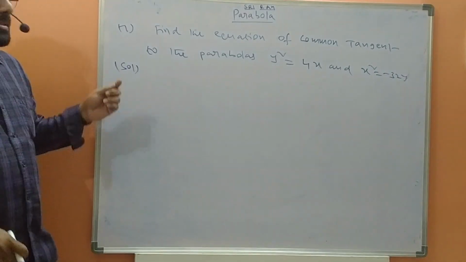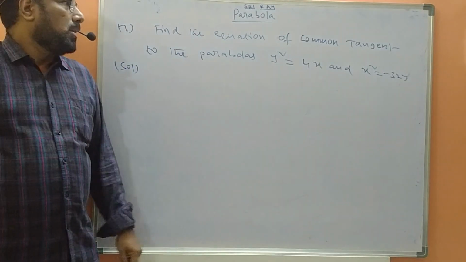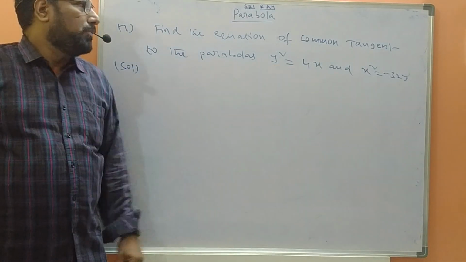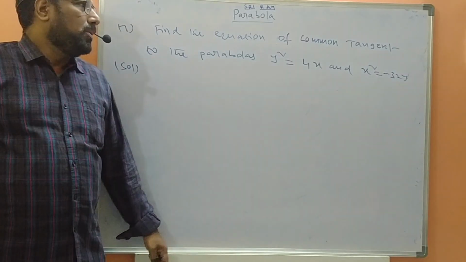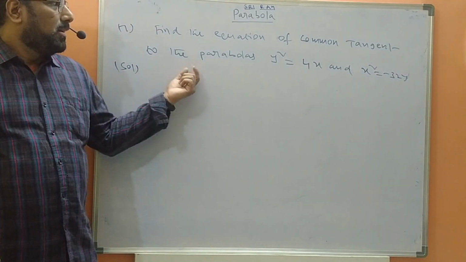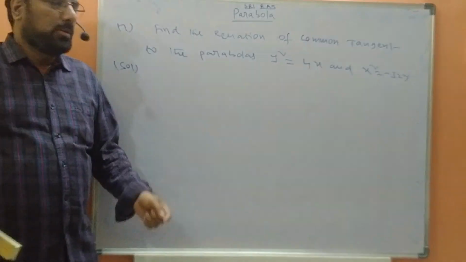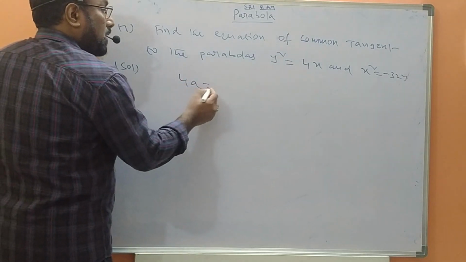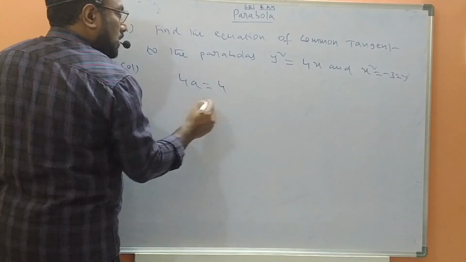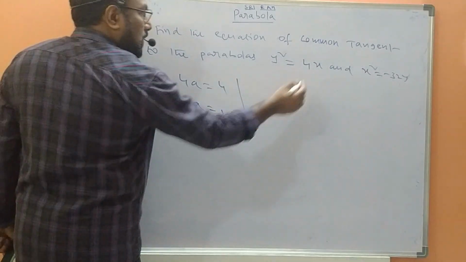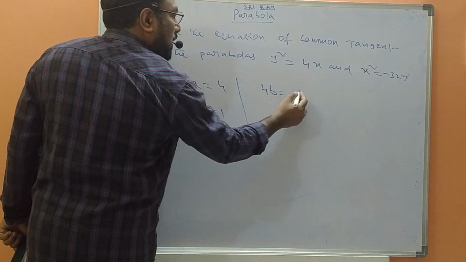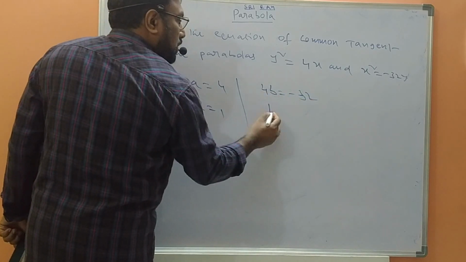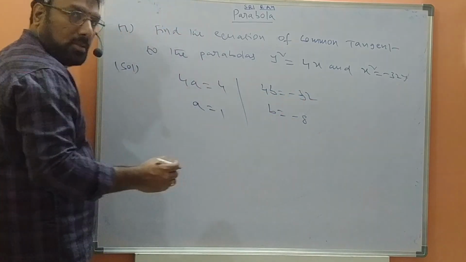Now question number 7 is find the equation of common tangent to the parabolas y square equal to 4x and x square equal to minus 32y. Okay? It is application for previous problem. So directly you can apply the formula. First of all, what is 4a? 4a equal to 4, a equal to 1. From second parabola, 4b equal to minus 32, b equal to minus 8.